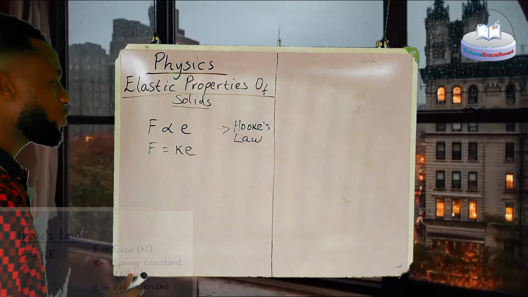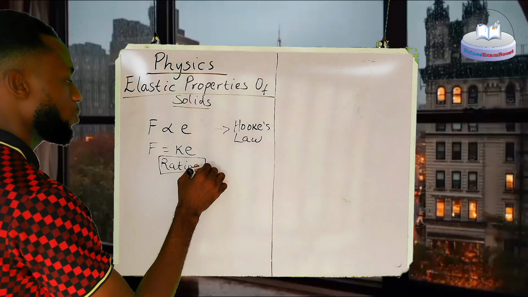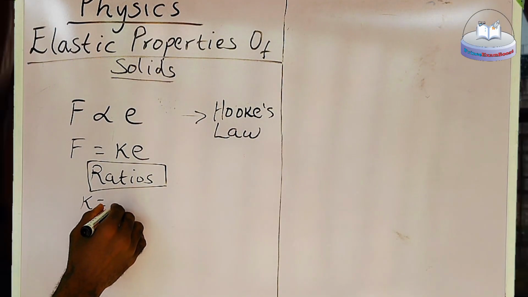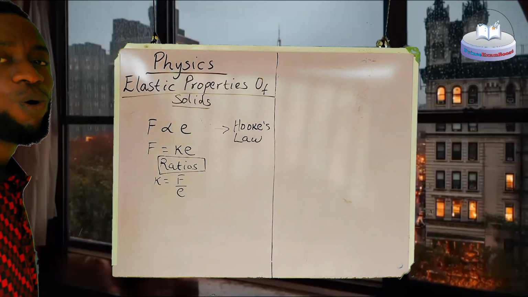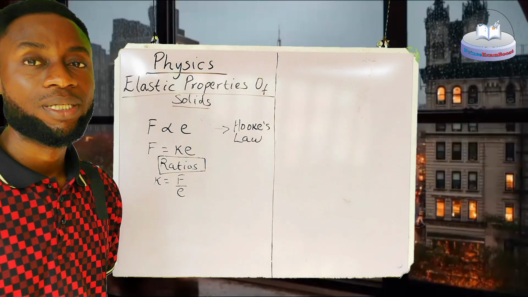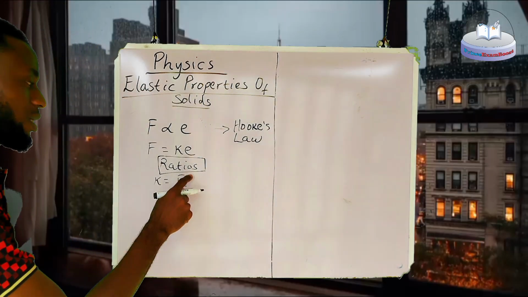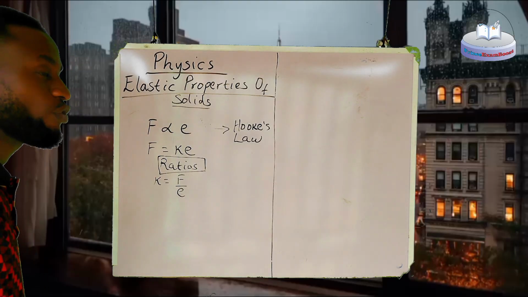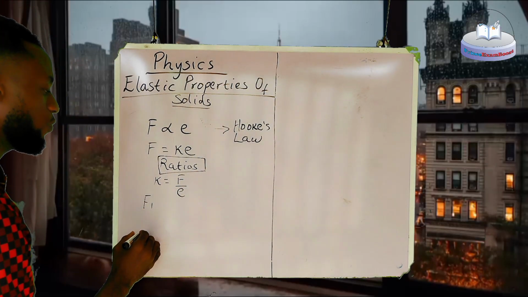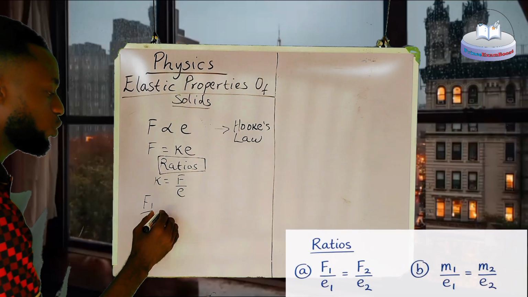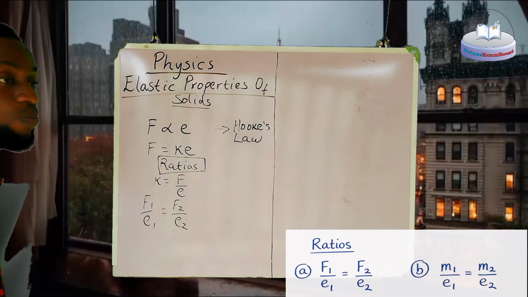Now, besides this formula, there are lots of ratios that were derived from this formula alone. If I was to make K the subject of the formula, it means that the ratio of force and extension will always be constant, provided we are within the elastic range of that material. So this statement can be interpreted into different hybrid equations like this. We can say that the first force you applied over the extension it produced is always going to be equal to the second force you apply over the second extension it will produce.